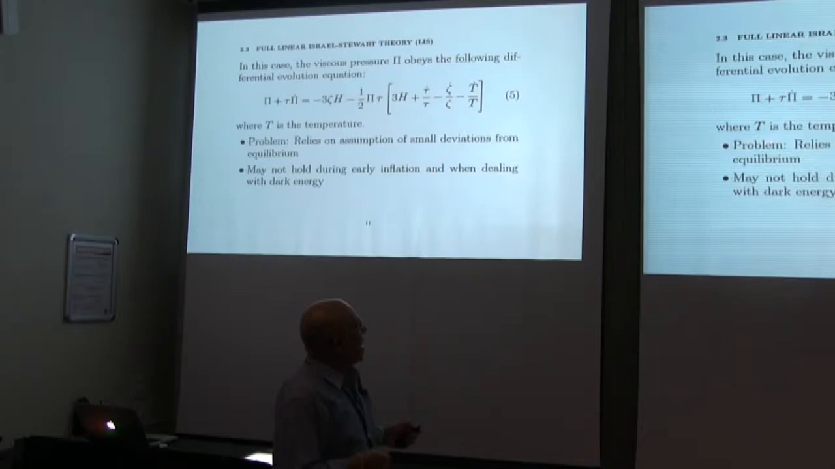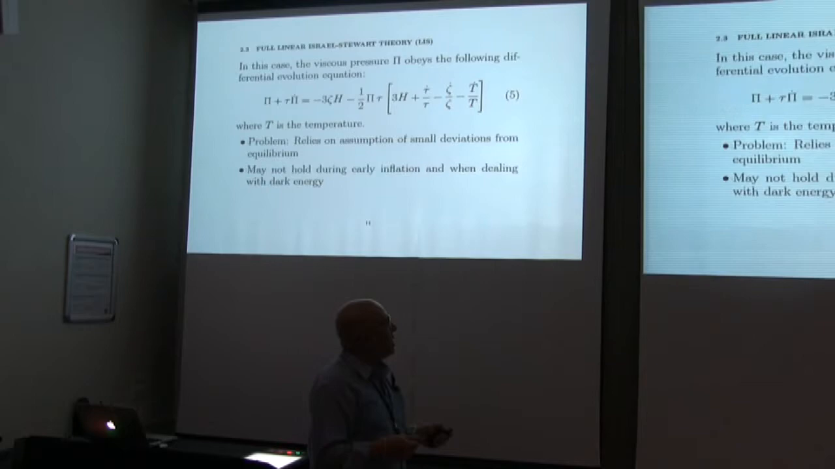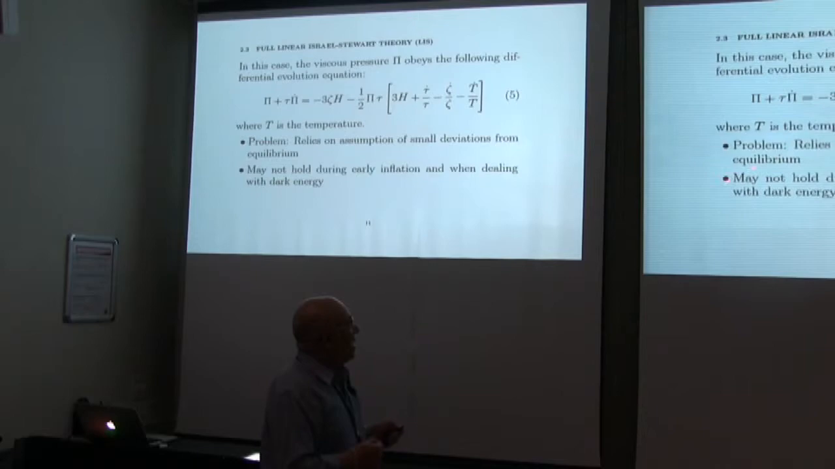And in this, T is the temperature. Now, this theory works well, but it's based on the derivation where there are just small deviations from equilibrium. Now, it may not hold during early inflation, also when dealing with dark energy, because then one can expect large deviations from equilibrium. So, how can one take this into account?